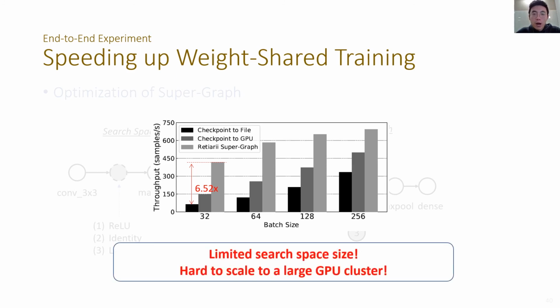However, the supergraph will limit the search space size because it must fit into the GPU memory of a single GPU. It is also hard to scale supergraph training to a large GPU cluster because it does not allow training a lot of trials at the same time.